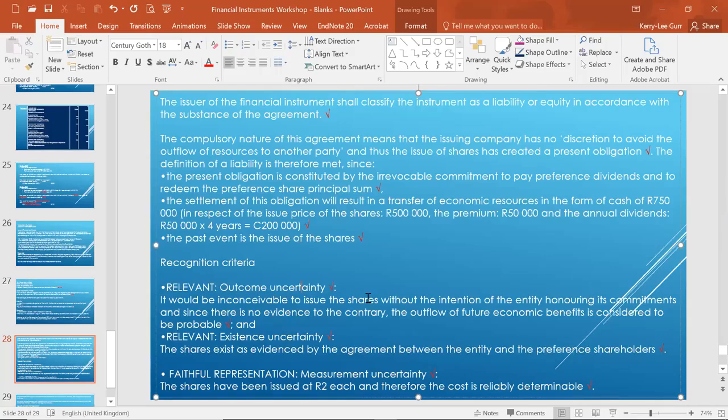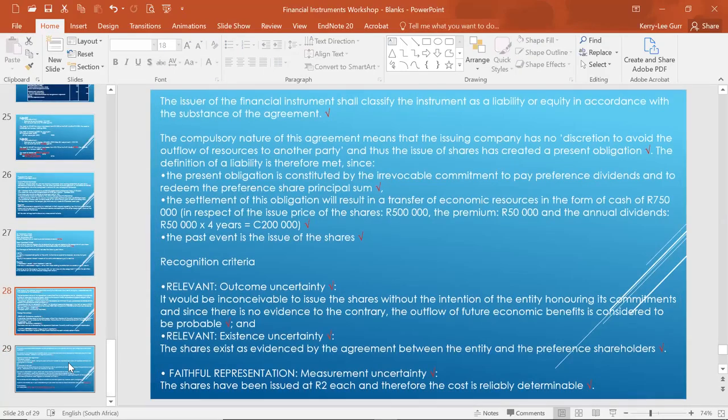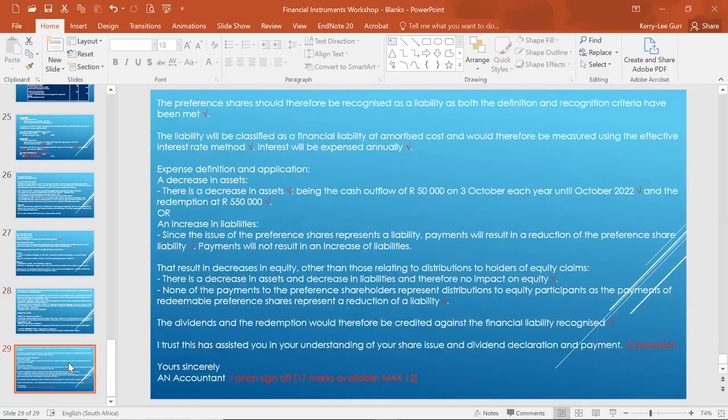And the existence uncertainty, there's no existence uncertainty, because again, we have a scenario where there's agreement between the entity and the shareholders. The shares exist, the transaction exists, and there will be source documents in the form of a share certificate to prove as such. There's no measurement uncertainty as well, because you're given the value in the question, 2 million Rand. Include that in your solution, and it just provides some application. They're 2 Rand each, so the cost is reliably determinable. There's no issues in terms of that uncertainty.